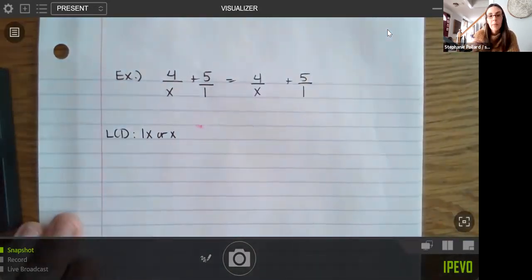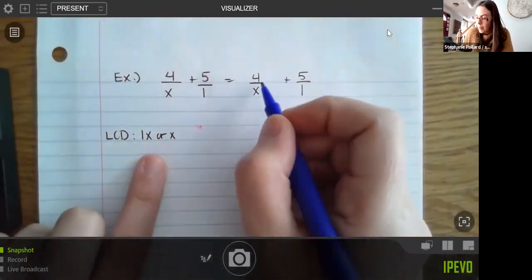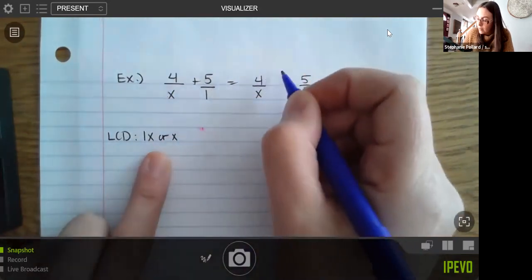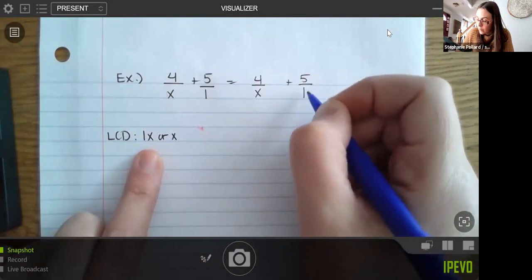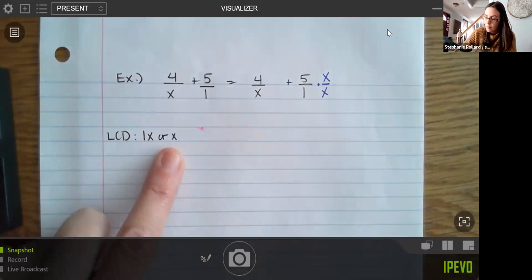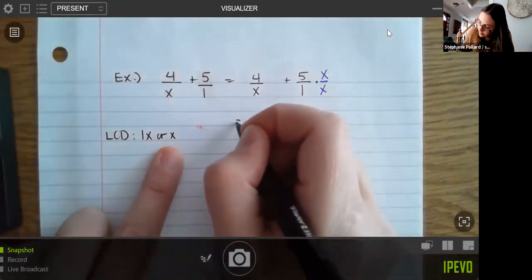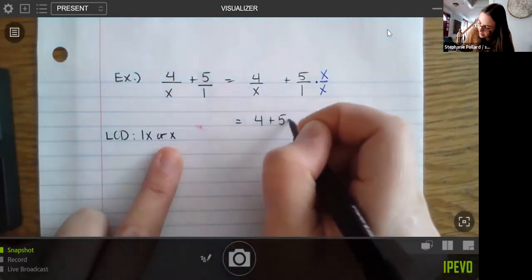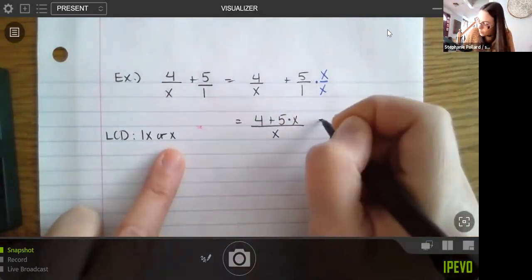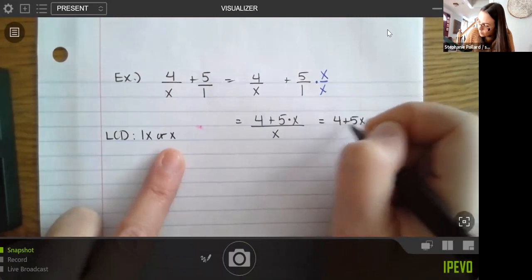Now think about what you're missing. So here, I'm not missing anything. I already have the common denominator of x. So this one's fine. But for here, I only have a factor of 1. I don't have the x. So I do need to multiply by x over x there. And I get 4 plus 5 times x all over my LCD. So 4 plus 5x over x.